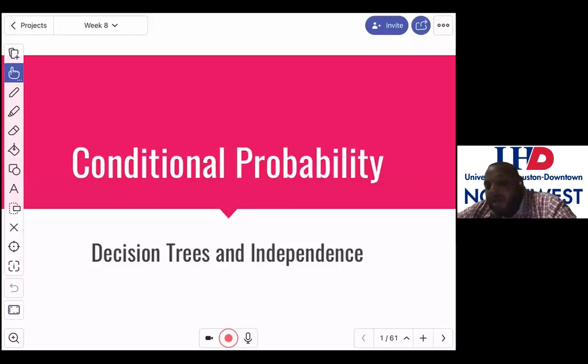When we talk about this stuff called conditional probability, it is going to lead us to the main point in probability, which for us is independence. So we want to look at things and see if they're independent, and we can do that through this thing that we call the conditional probability.